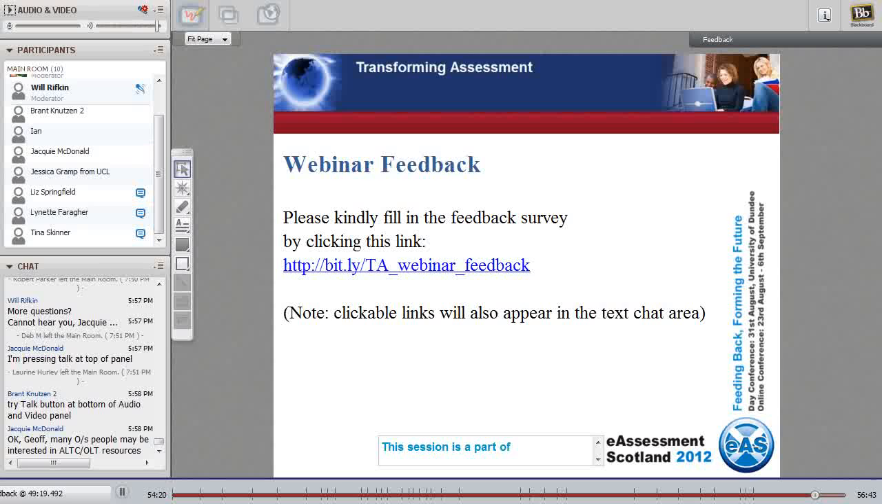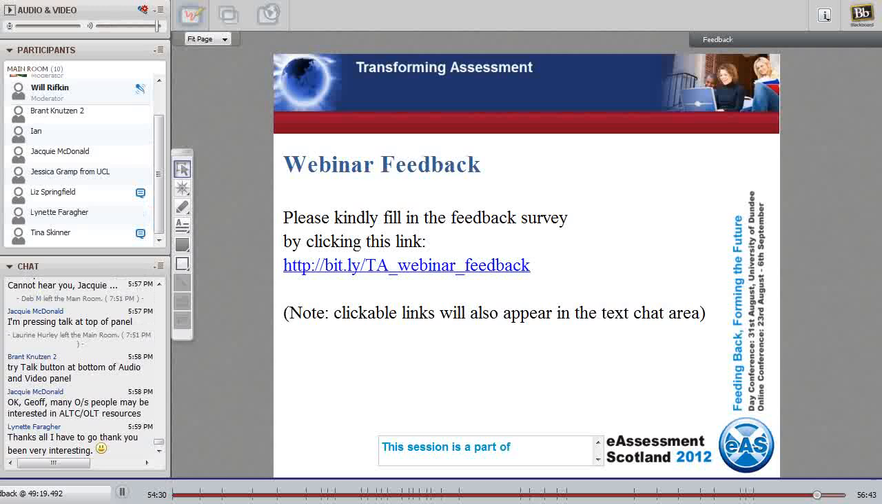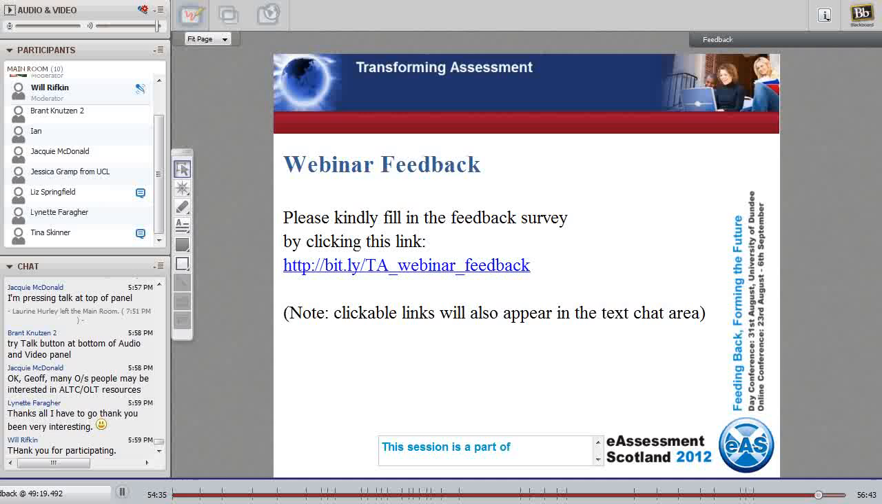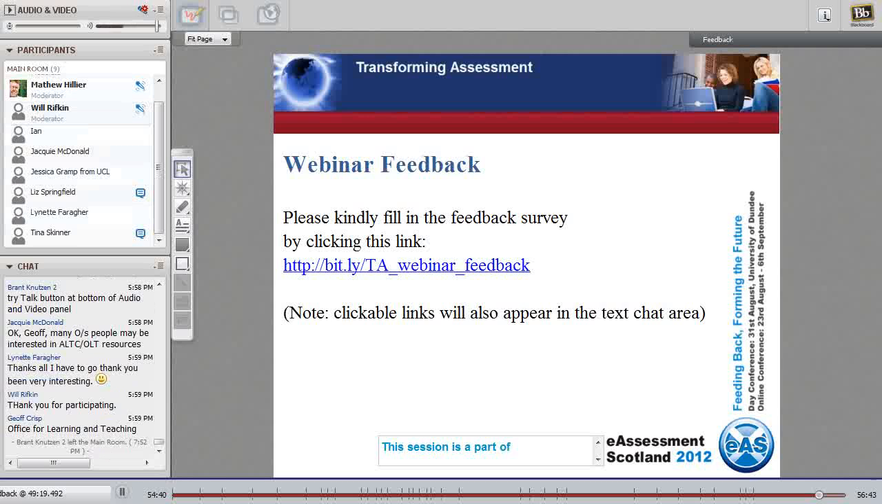Okay, Jackie, I'll put in the URL. Actually, Mathew, do you want to just put in the URL to the RMIT site? Sorry, Geoff, I'm not quite sure which site you mean. Does the ALT site still exist, or has it disappeared now that it's become OLT? All right, I'll do it.